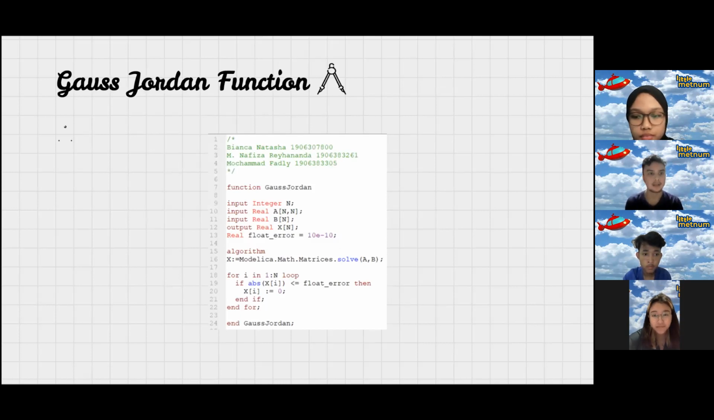And then the last one, the Gauss-Jordan function. The Gauss-Jordan function is actually easier and simpler than the other one. We have to put integer n, input real A for n by n, input real B for n, and the output is real X for n, and then the real float error is equal to 10 to the power of negative 10. The algorithm is equal to Modelica.Math.Matrix.solve so we can open it in OpenModelica, etc. And that's all for the Gauss-Jordan function.